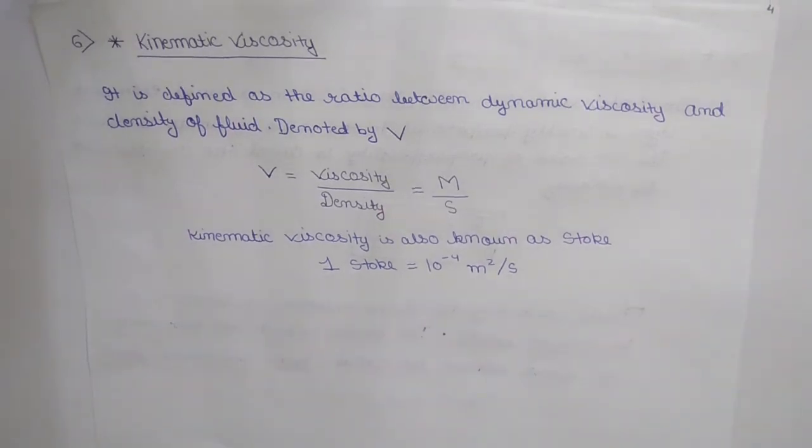Sixth property of fluid is kinematic viscosity. It is defined as the ratio between the dynamic viscosity and the density of the fluid. It is denoted by the letter nu, which is given by viscosity upon density, that is m upon s. Kinematic viscosity is also known as Stoke, where 1 Stoke is equal to 10 raised to the power minus 4 meter square per second. And I would like to tell you one thing, that this question, how much 1 Stoke is equal to, has been asked in the DMRC exam for Junior Engineer Mechanical in 2018.